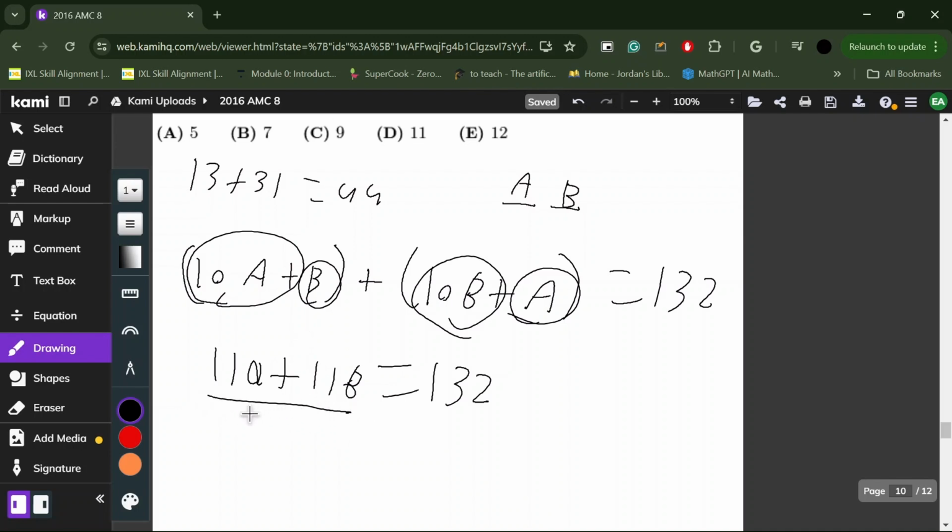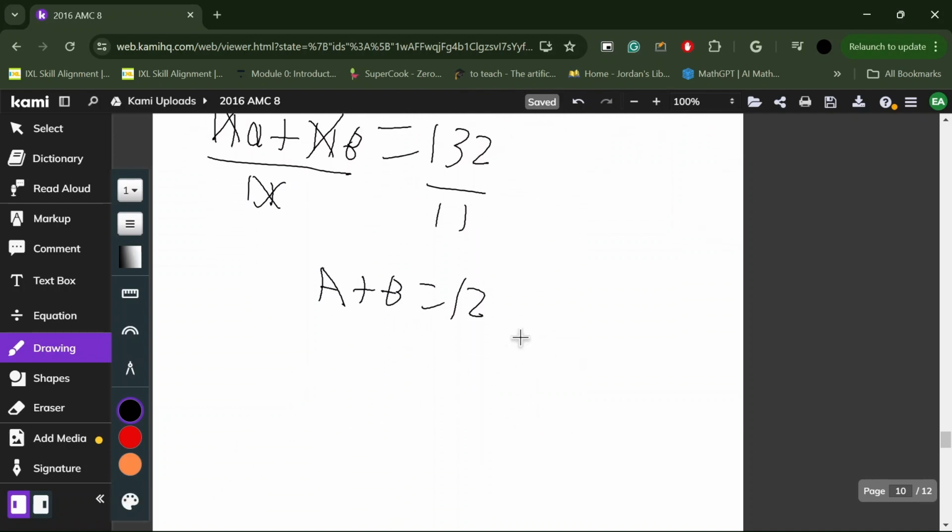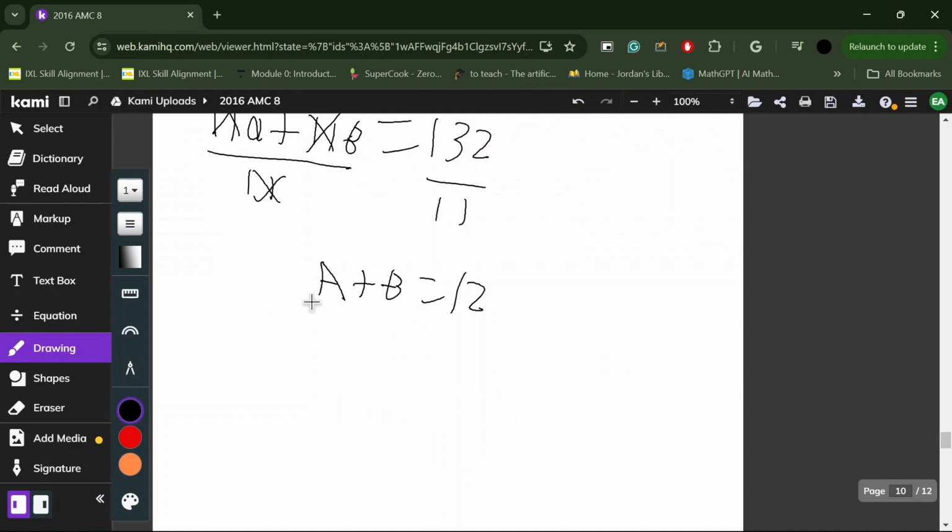So we divide both sides by 11, which means we cancel all these out. So we get A plus B is equal to 12, right? So now that we know that, we can just keep trying numbers and see if we can find them all.